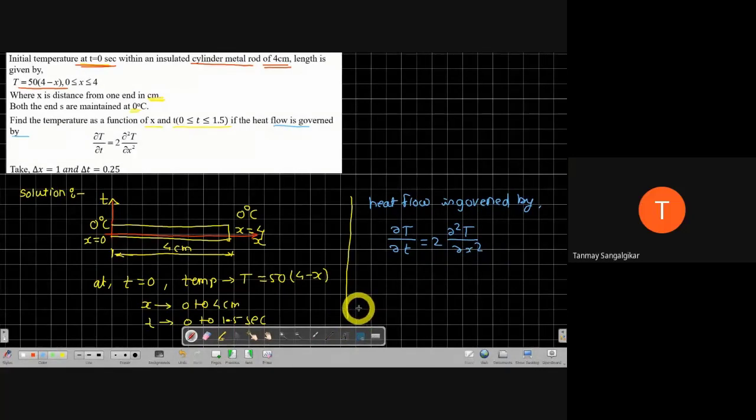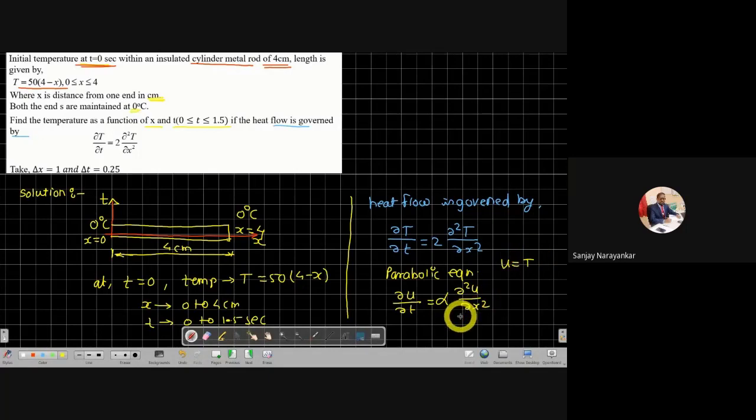Is that the equation which governs the heat flow? Yes, sir. So what's the parabolic equation? Alpha's value is given. Del u upon del t is equal to alpha del square u upon del x square. It's not a y, it's a u. Yes, sir. If you compare these two equations, u is equal to T, temperature. And alpha is equal to 2. So alpha value is given.